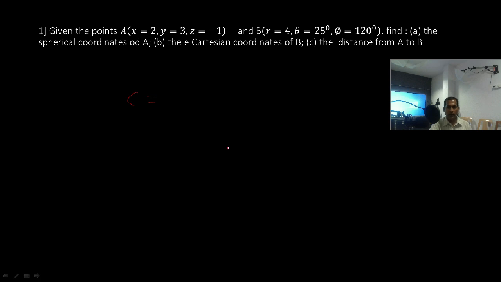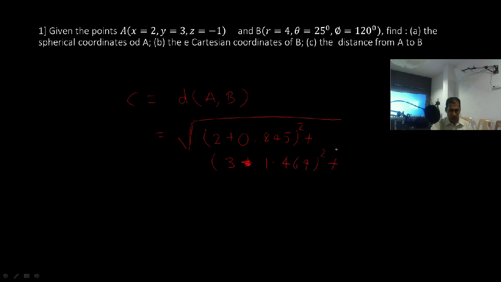In part C we have to find the distance from A to B. For that, we take both coordinates of A and B and take the square root. So for A, x is 2, minus minus 0.845, whole square, plus similarly the second one is 3 minus 1.464, whole square, plus minus 1 minus 3.625, whole square. After solving this, we will get the answer as 5.643. So this is the solution for this question.